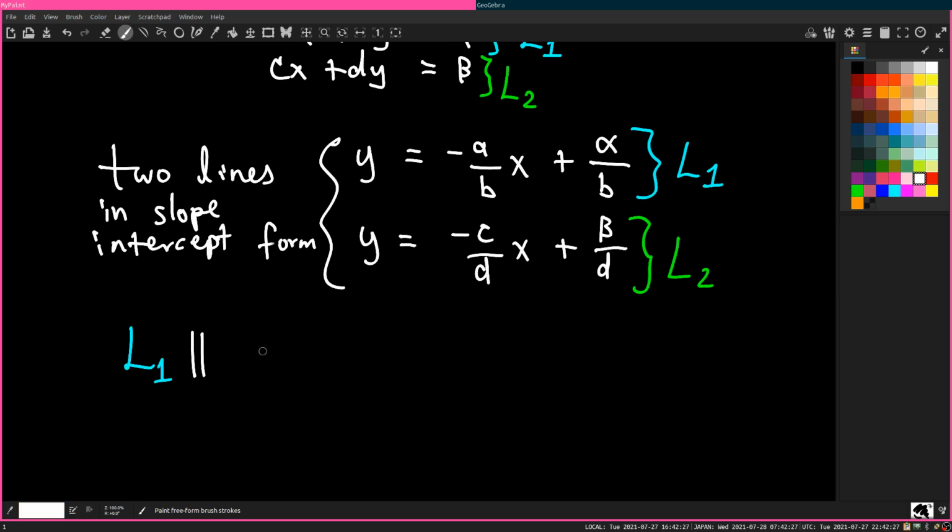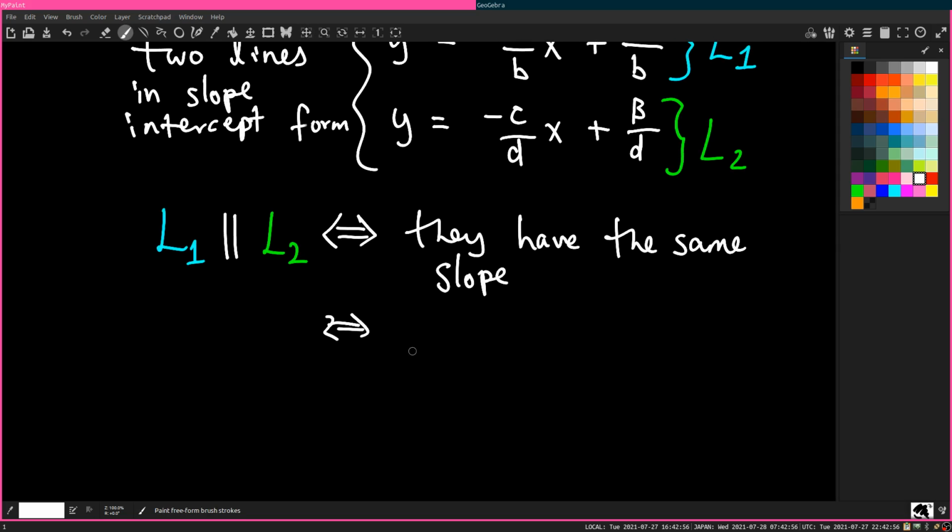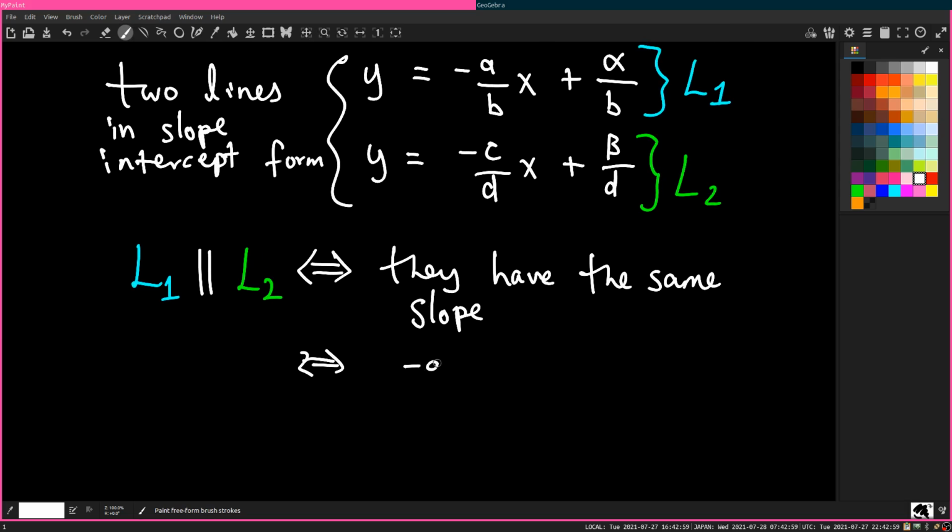is parallel to line 2 if and only if, or precisely when. I like the phrase precisely when. It means the same thing as if and only if. The slope, if they have the same slope, that is, the slope is the coefficient attached to x, so in this case it'd be minus a over b is equal to minus c over d.